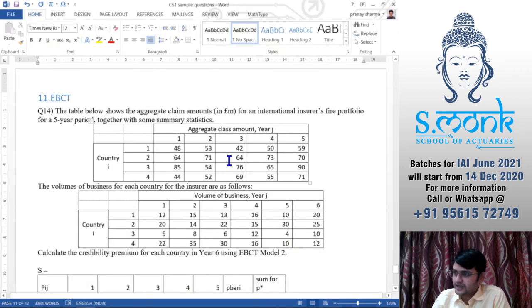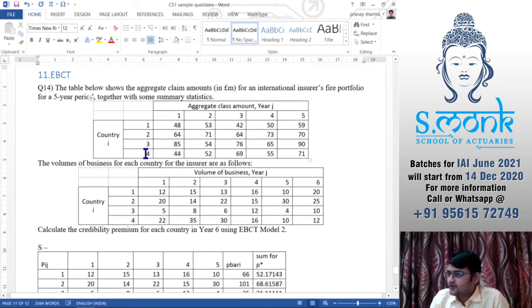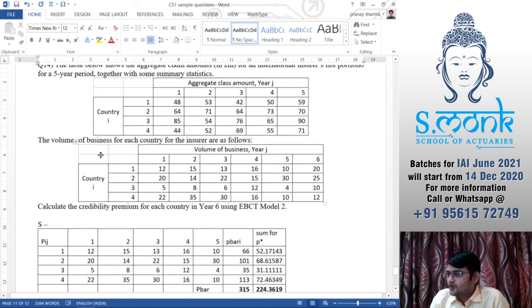So I will take an example of model 2, EBCT model 2. Here we are saying that the table below shows the aggregate claim amount for an international insurer's fire portfolio for a period of 5 years together with some summary statistics. So we have 4 different countries and we have 5 years values. The volume of the business of each country for the insurer are as follows. These are the volumes. So that means they have given us P values as well.